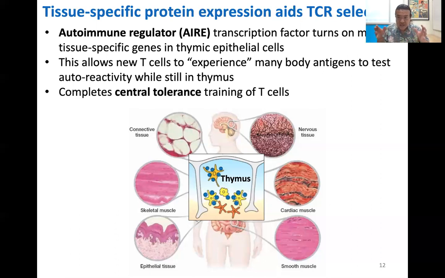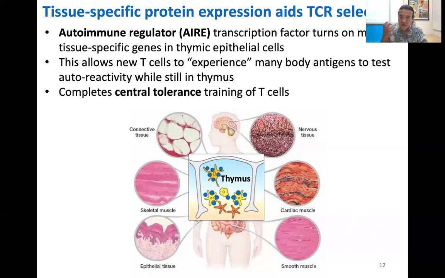So proteins that might normally have no business being part of a thymus, like a protein that's expressed by heart muscle or bone or by other types of tissue, at least in these epithelial cells, because of this AIRE transcription factor, you have little bits of these proteins that are made at random. And then these epithelial cells are busy showing these little bits on their MHC that they're using to train the developing T cells. So therefore, just in the thymus alone, a new T cell is able to experience many different potential body antigens without ever leaving the thymus.